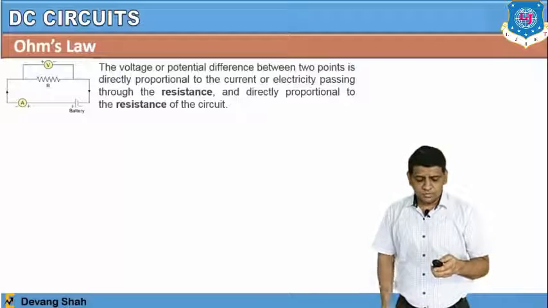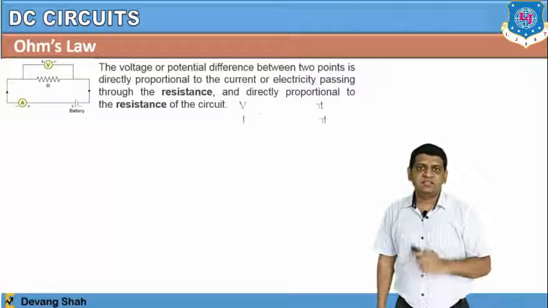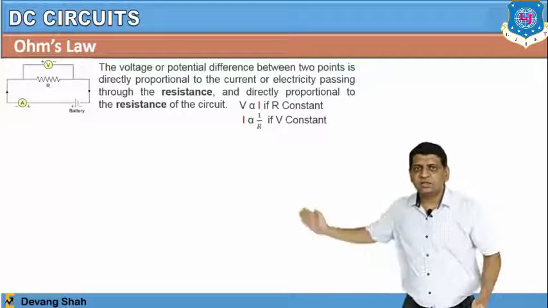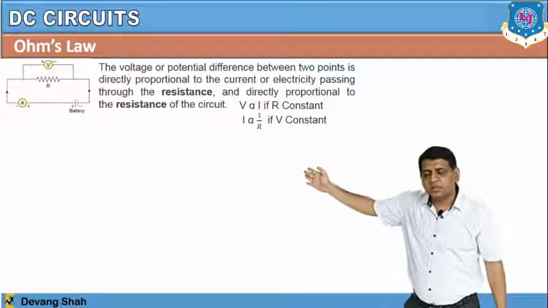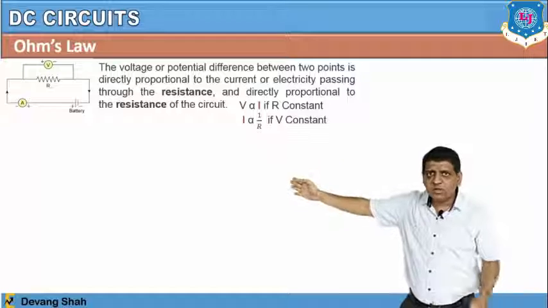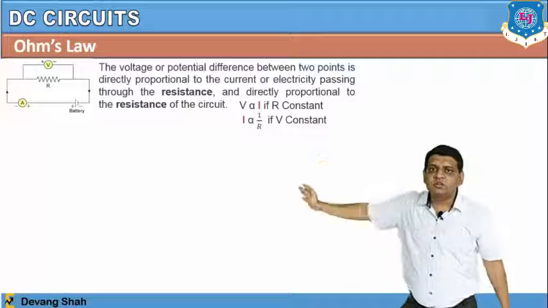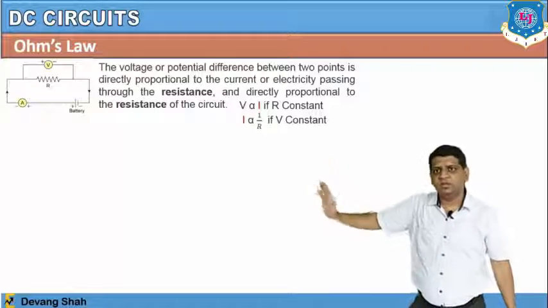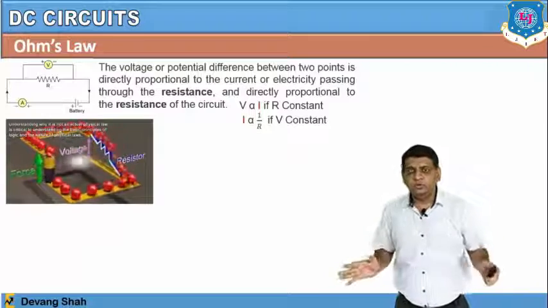Voltage is proportional to current if the resistance is constant, and current is inversely proportional to resistance if the voltage is constant. So ultimately you figure it out.